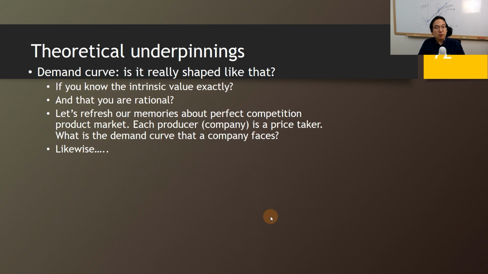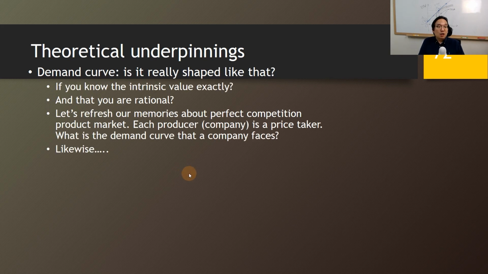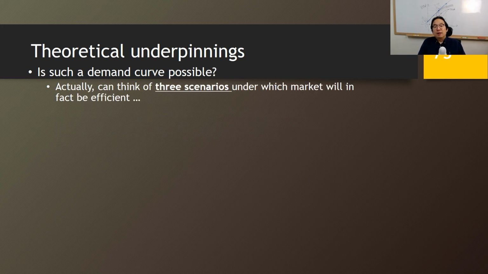the real underpinnings. So EMH: the hypothesis that the demand curve intersects the supply curve at a specific point over there, and then it should not change. And is the demand curve really flat like that? Okay, is it really flat? There are three scenarios that enable you to have this kind of flat demand curve for a security, instead of downward sloping. I should draw it this way in your video: instead of downward sloping, in the EMH setting, it has to be a flat demand curve.